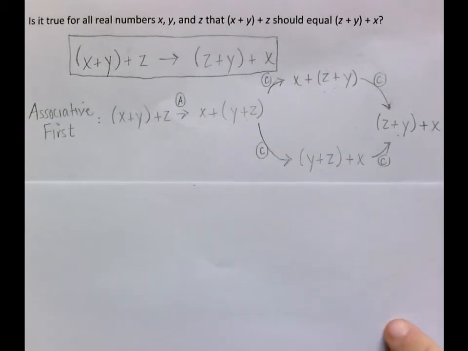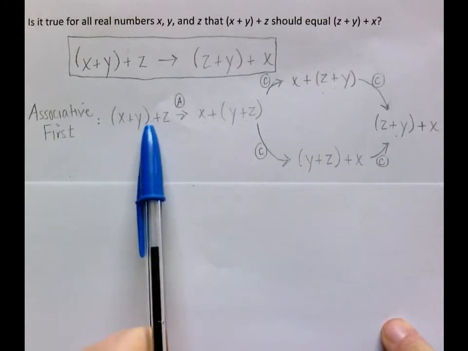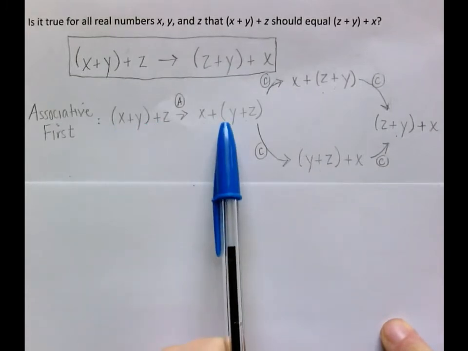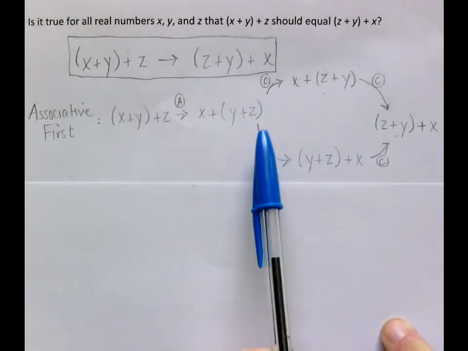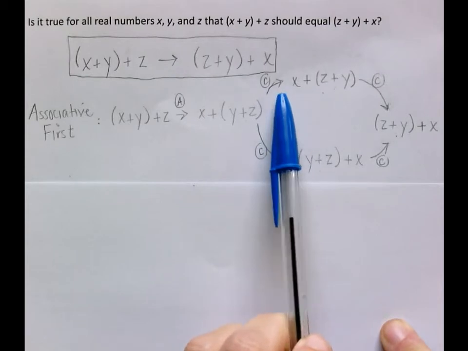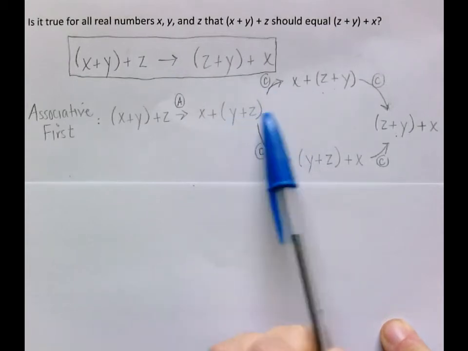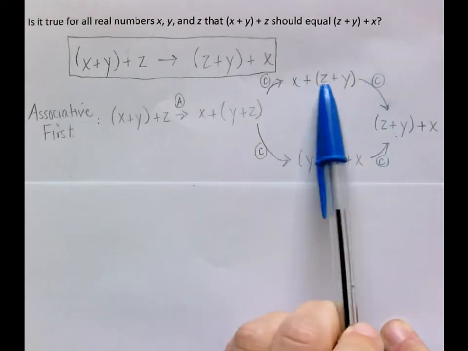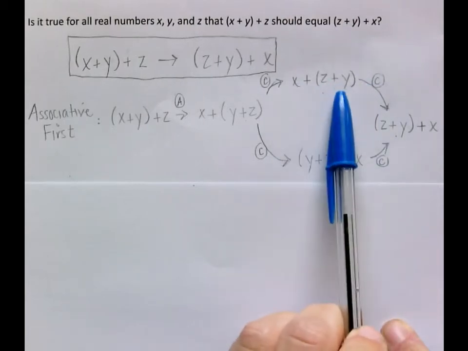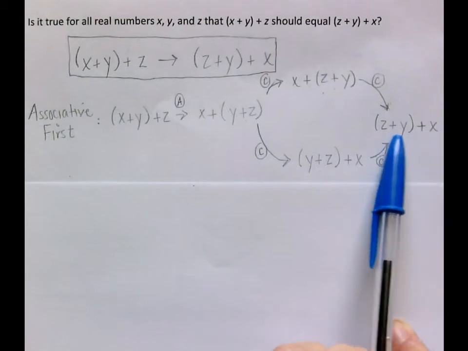So we can see here that the grouping symbols have been rearranged so that they're grouped around y plus z in this first step. Then if we trace this upper path of the flow diagram, we can see the commutative property is used to interchange the y and z inside the parentheses, and then the commutative property is used to interchange the positions of the x and the quantity z plus y, giving us our goal.